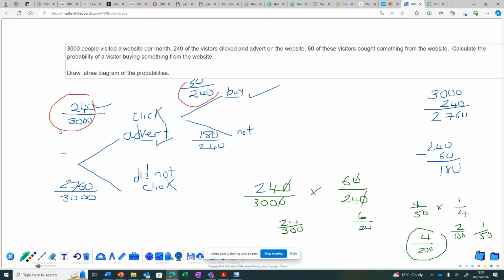So to recap, we draw our branches, we put in what we want, what we don't want, we put in what the fractions are. These fractions have to add up to a whole number, so the top and bottom should be adding together to come to 3,000. Here we put in what we want, people who buy and people who don't buy. And again, it was out of 240 this time because there was only 240 people left from the first round. So 60 out of 240, 180 out of 240.